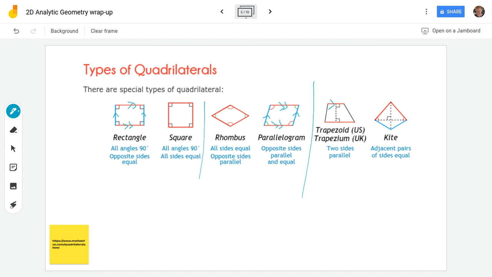A trapezoid has only two sides that are parallel, and then the other two can be at whatever angle. It is possible to have an isosceles trapezoid where these sides are parallel and these sides are the same. So this side and this side make it an isosceles trapezoid. Or if you're in the UK, you can call it a trapezium. And then a kite. Some people call this a diamond, but what it means is that the adjacent sides, so the ones that are touching each other, there's two pairs of adjacent sides that are equal. So these red ones are the same length and these blue ones are the same length.